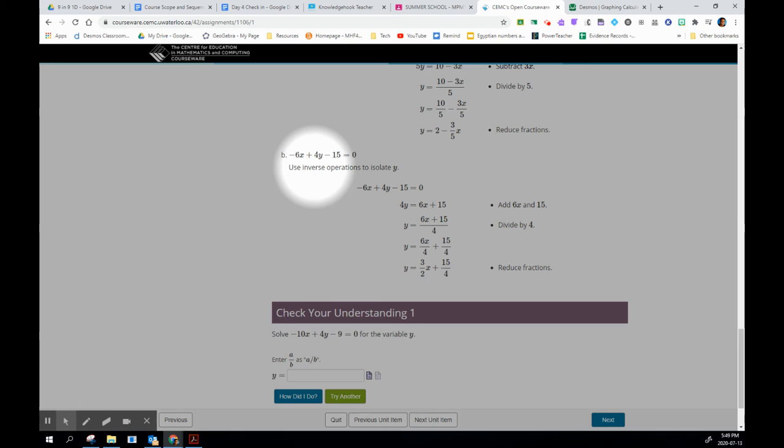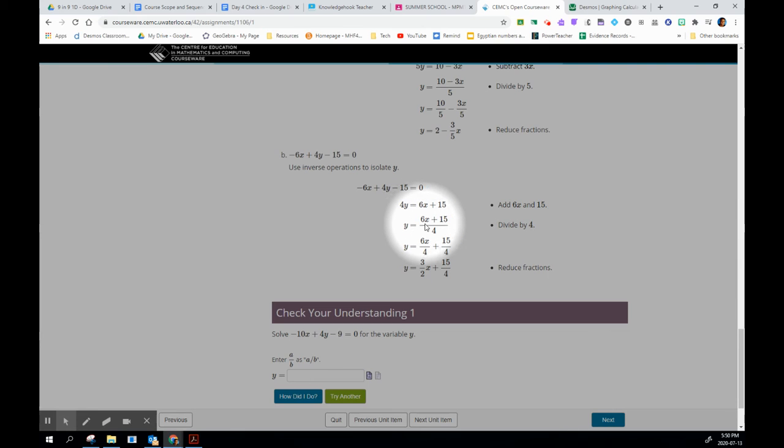So let's begin by doing some of these steps. Sometimes by now we are proficient and we can do 2 or 3 steps at once. So let's say here that we could add 6x on both sides and also add 15 on both sides. If we did that, we would have 4y on the left side, and then because this is 0, we would have positive 6x plus 15 on the right side, which is what we have here. And all we have to do next is divide by 4.